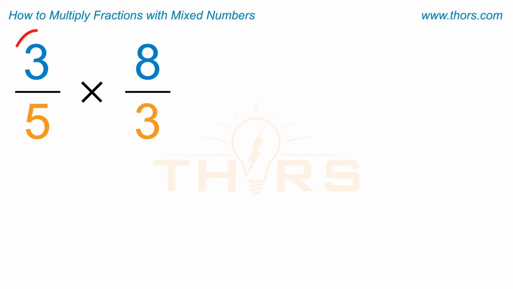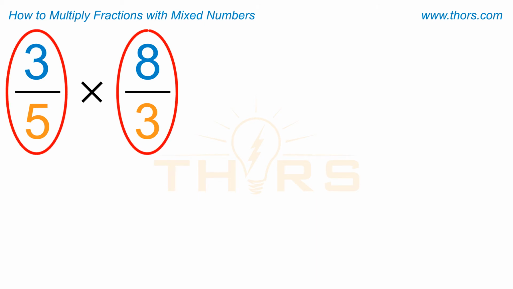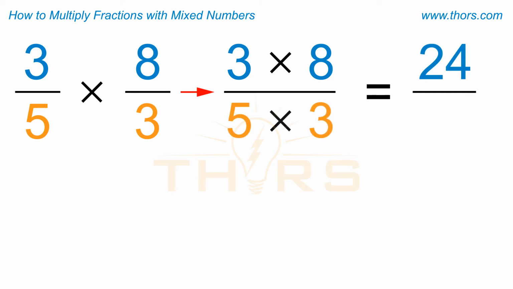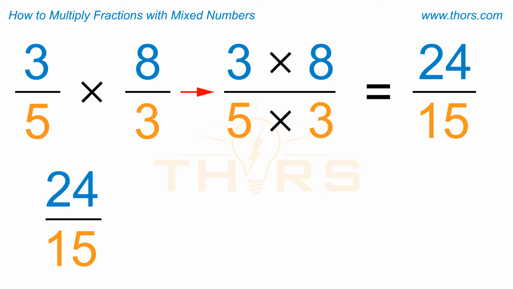Next, multiply the fraction 3/5 by the improper fraction of 8/3 to obtain the product. Now, multiply the numerators to obtain the numerator of the product. Then, multiply the denominators together to obtain the denominator of the product. The product of the given fraction is calculated to be 24/15.